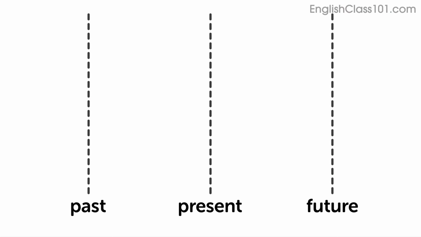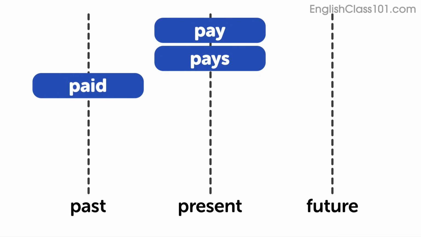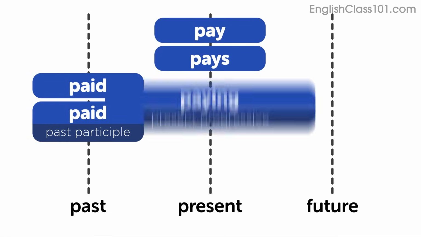Now let's look at the conjugations for the verb. Present: pay, pays. Past: paid. Past participle: paid. Progressive: paying.